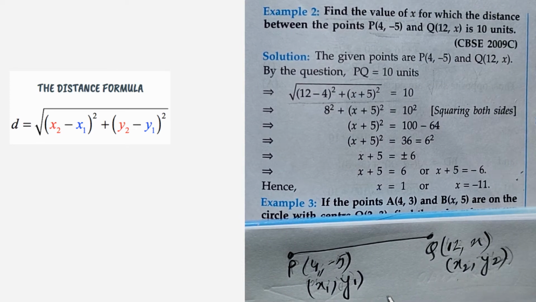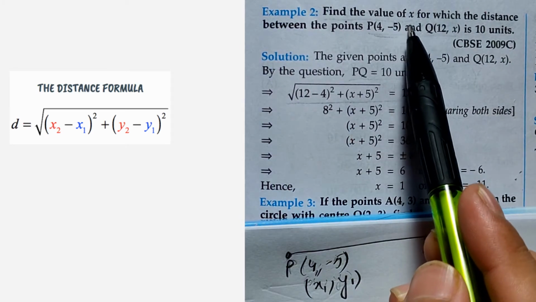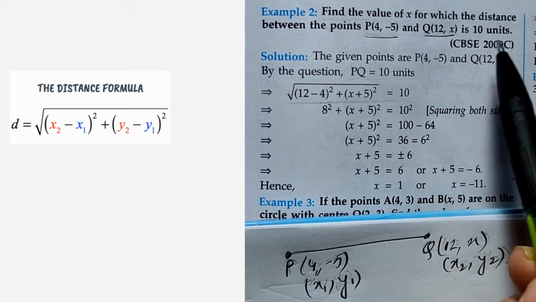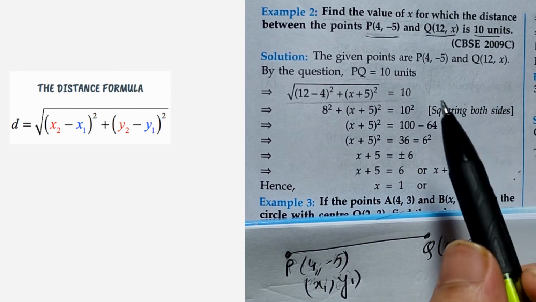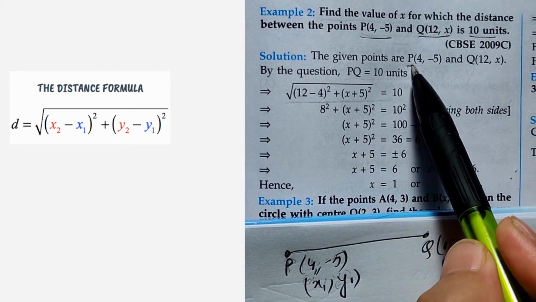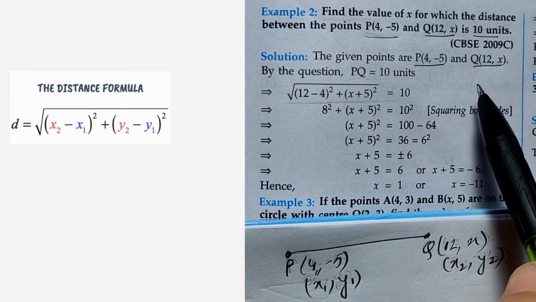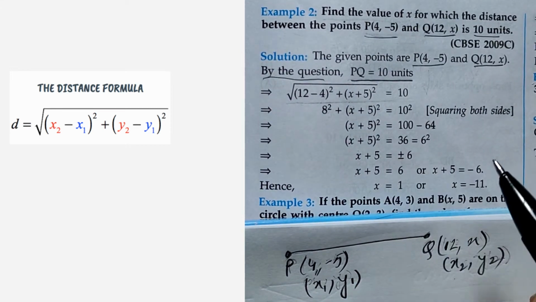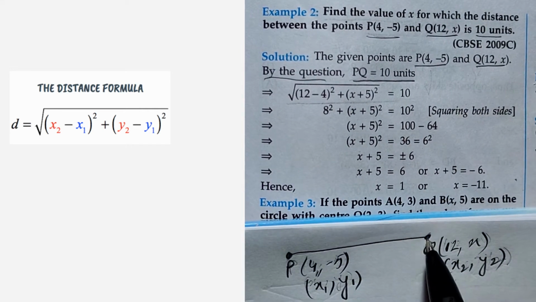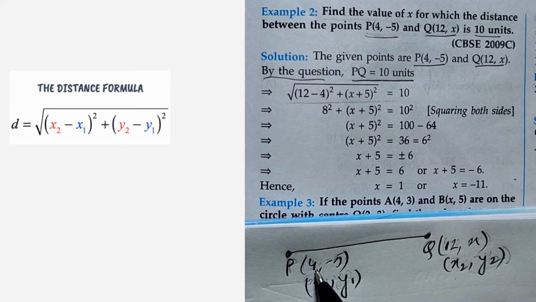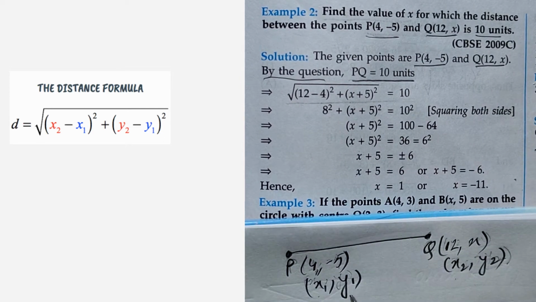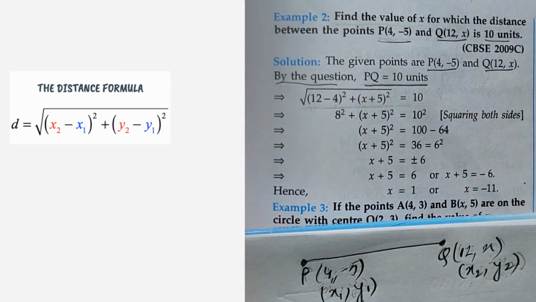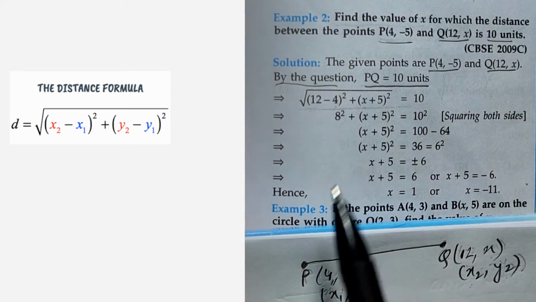This one is slightly different from the previous. Find the value of x for which the distance between the points P and Q is 10 units. Now the given points are P (4, minus 5) and Q (12, x). By the question, we know that PQ is equal to 10 units. So it looks something like this. This is P, this is Q. The coordinates are (4, minus 5), that is x1, y1, and (12, x), that is x2, y2. And the distance PQ is 10.